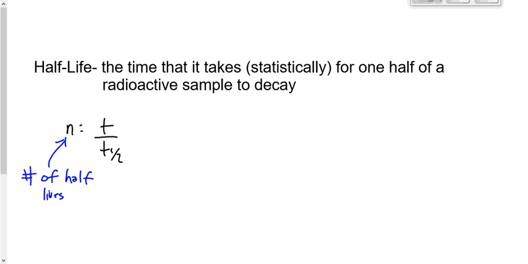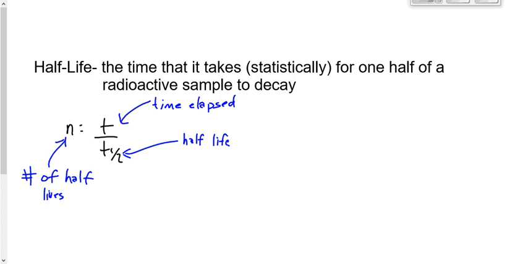If the half-life of radioactive element X is 5 years, and 15 years have gone by, that's 3 half-lives. T stands for the time that's elapsed, that would be the 15 years in that example. And T1/2 stands for the half-life, that would be the 5 years. So 15 divided by 5, the time divided by the half-life, gives me 3. The number of half-lives is 3.